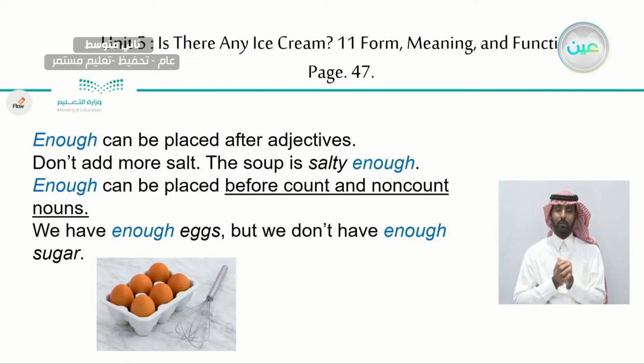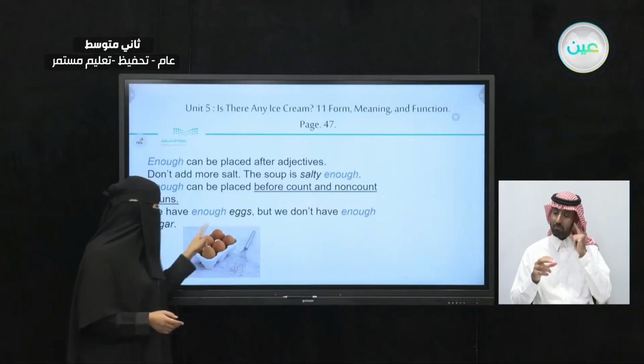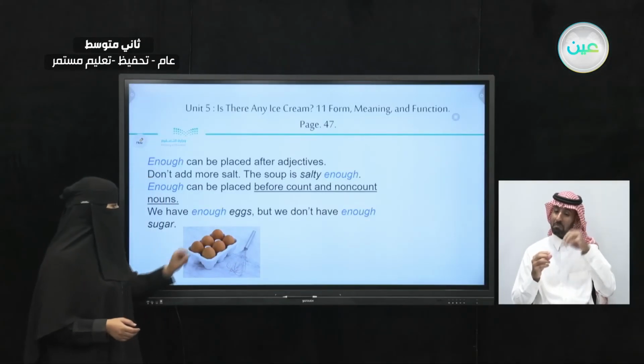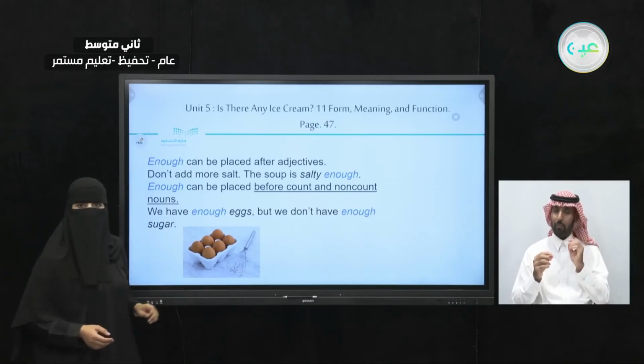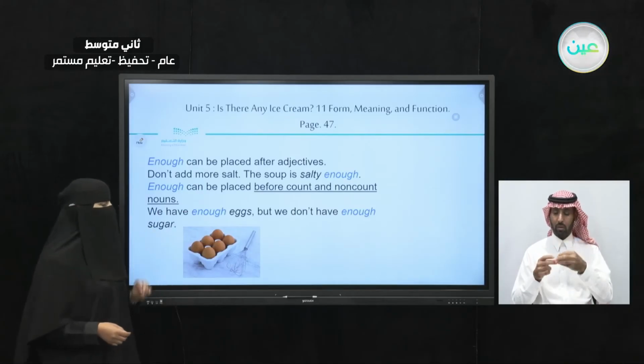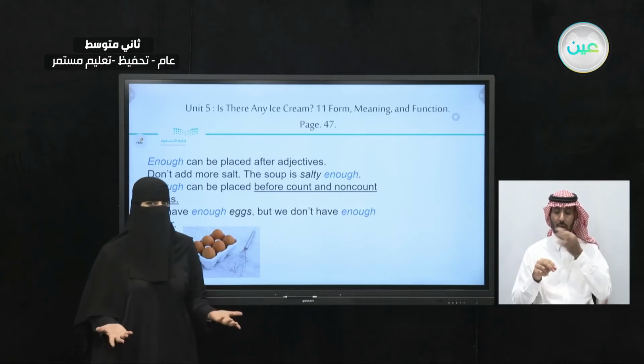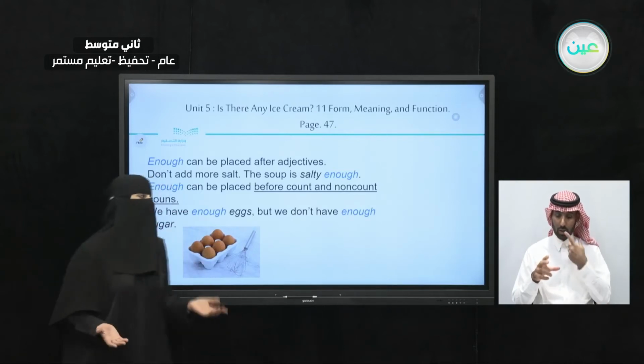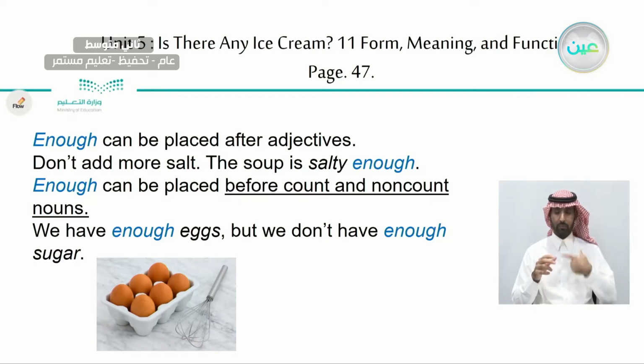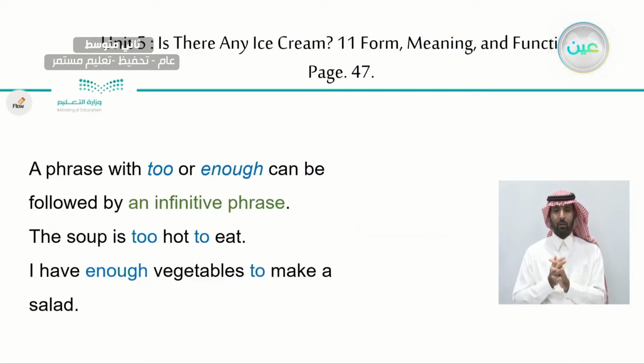We have enough eggs. Enough eggs. Eggs, it's a count noun. I can count the pieces of eggs. I count the eggs here. We have six eggs, right? But how about the sugar? Can you count the sugar? It's a non-count noun. But we can use enough before or after the count and the non-count nouns, just like this example. Now, let's take a look here.